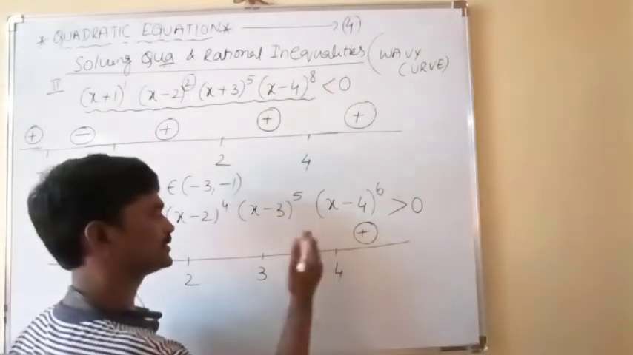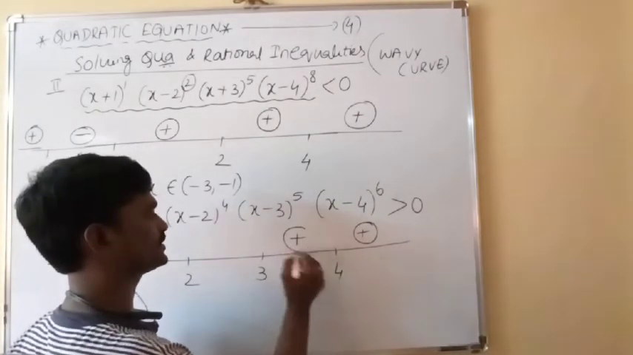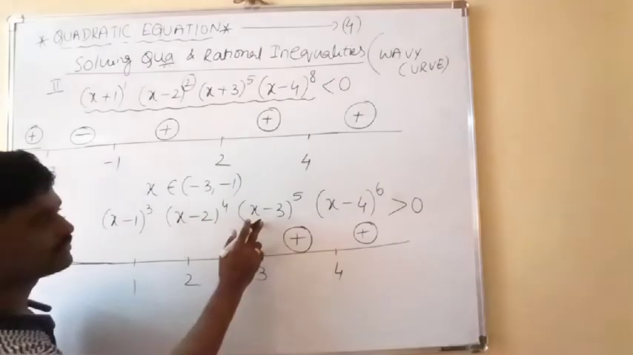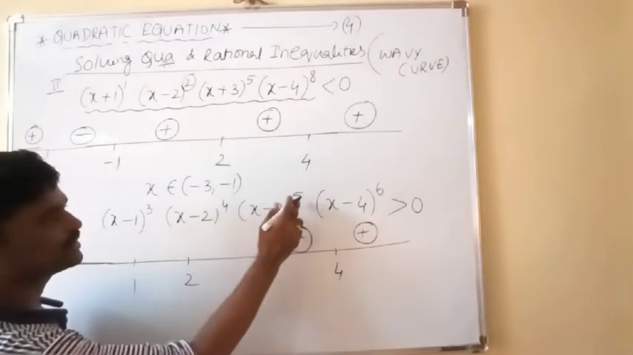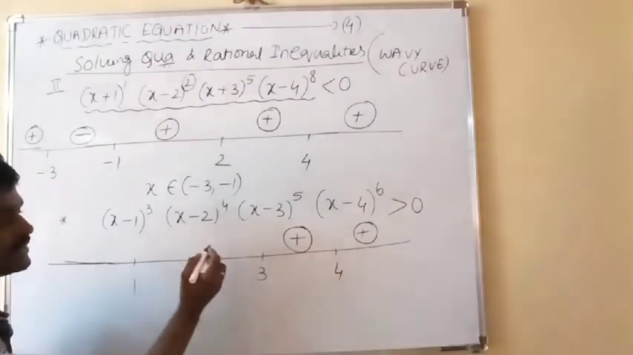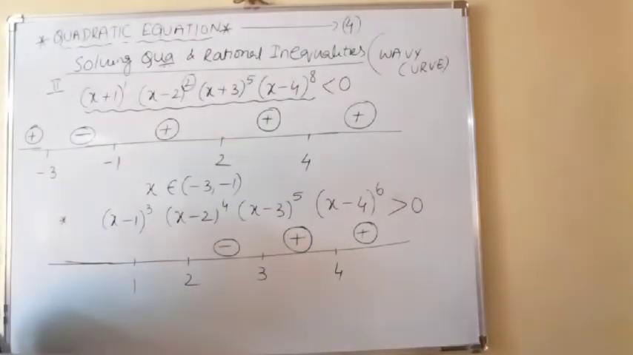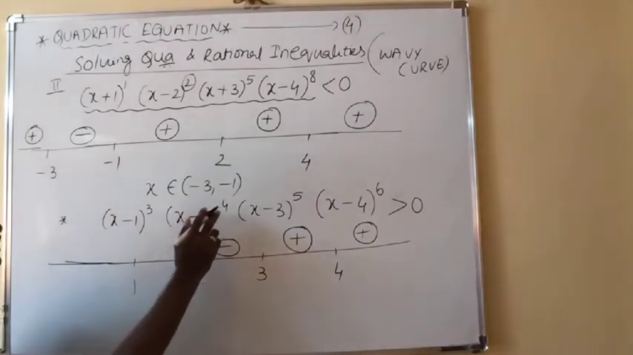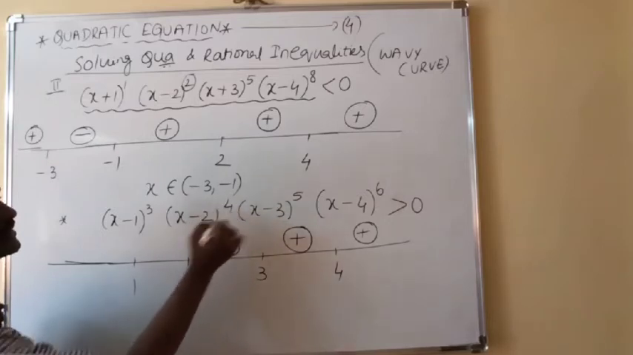So we have to keep the same sign. Same sign means plus sign. Next, 3 is a root because of x minus 3. So x minus 3 whole power, what do we have? Odd number. Odd number means we have to change the sign. So here what will we get? Minus. Next, 2. 2 is a factor because of x minus 2. So x minus 2 whole power, how much is there? 4, which is even number.